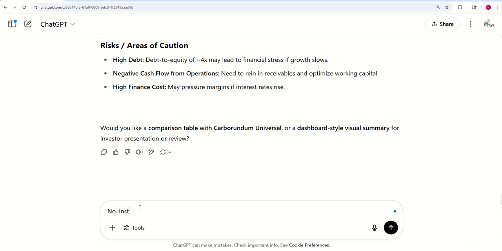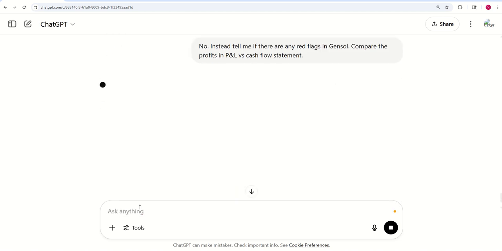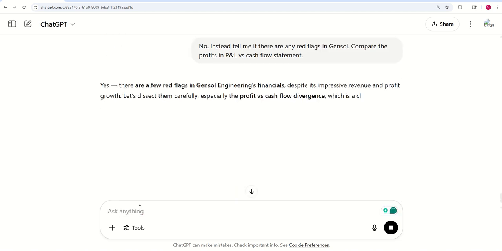Instead, tell me if there are any red flags in Gensol. Compare the profits in the P&L versus the actual cash in the cash flow statement. I'm trying to dig deeper to see whether it can bring out the red flags.